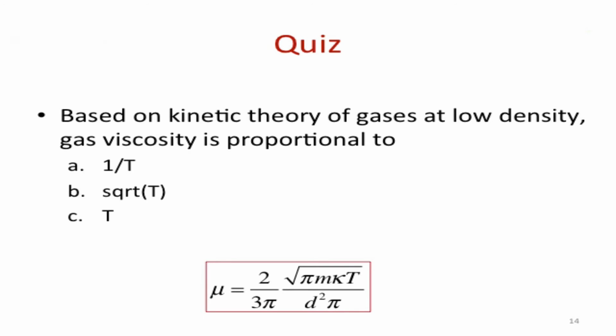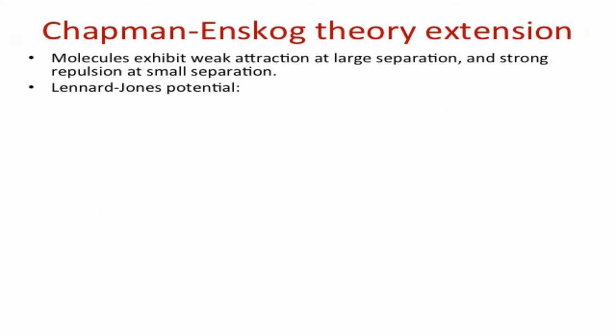All right, so this is the formula. Again, what you need to remember is square root of T. All right, now we assumed, and we made a pretty bad assumption, that there are no intermolecular forces at play. And these are some sort of magic balls that just collide with each other and there's nothing else. Well, that's bad, we know that.